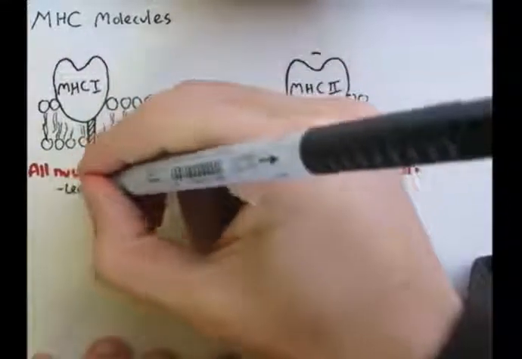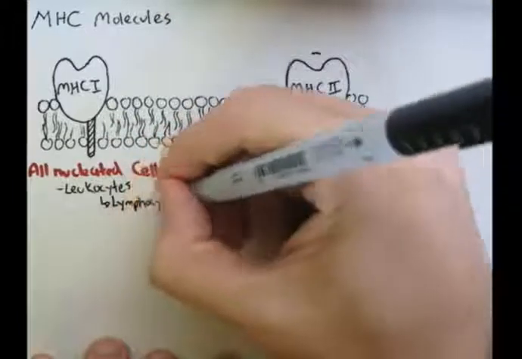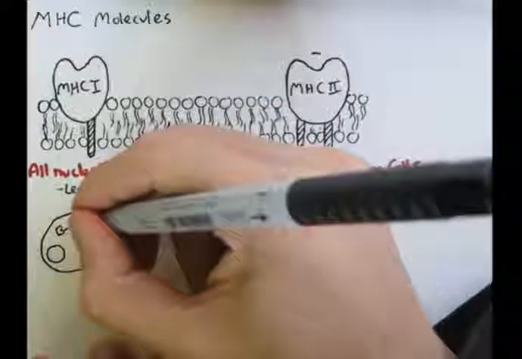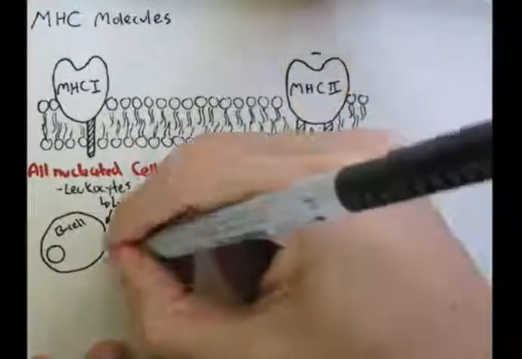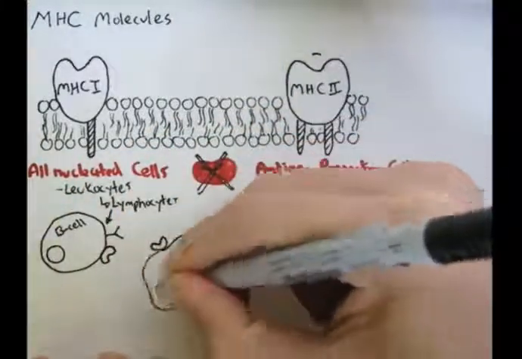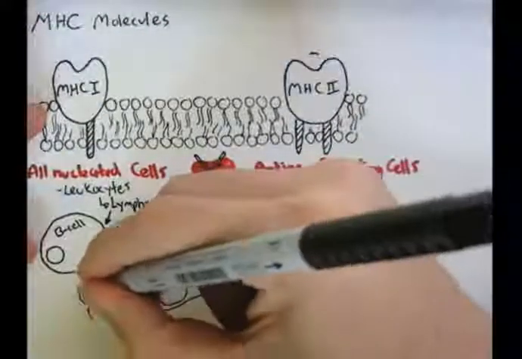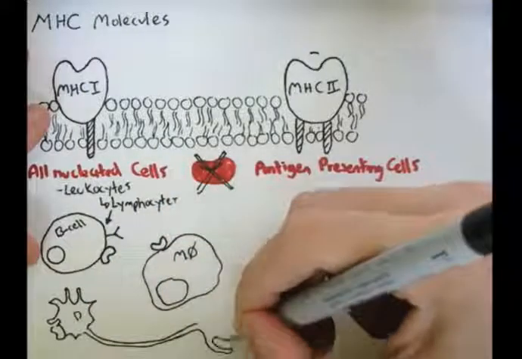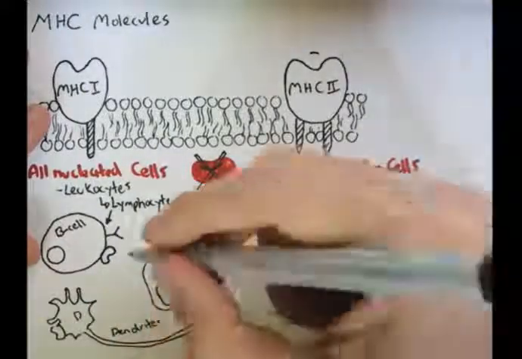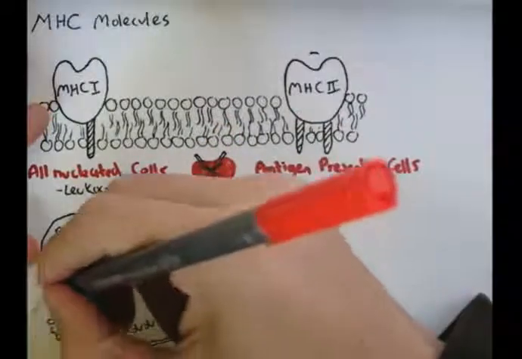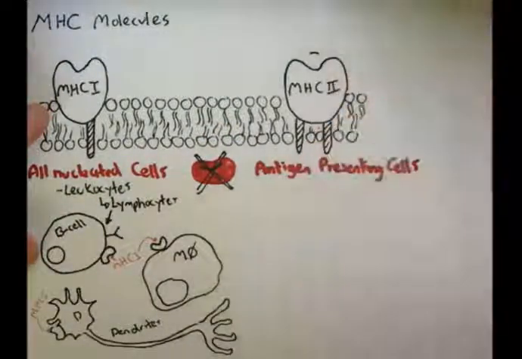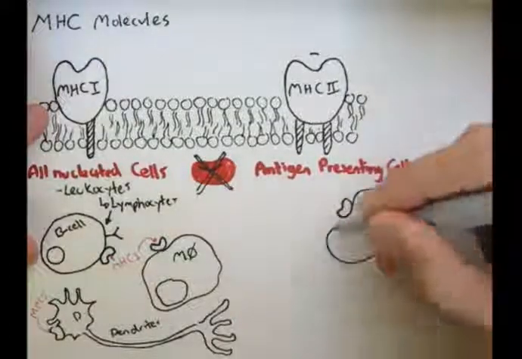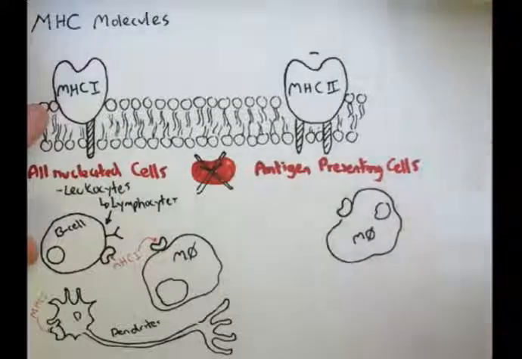Now MHC class 1 can be found in all nucleated cells such as leukocytes, the lymphocytes, such as the B cells or the T cells. They can also be found on phagocytes such as the macrophage, and even on the nerve cells, the dendrites. MHC class 2 is found on antigen presenting cells such as the phagocytes, the macrophage, and the dendritic cell.